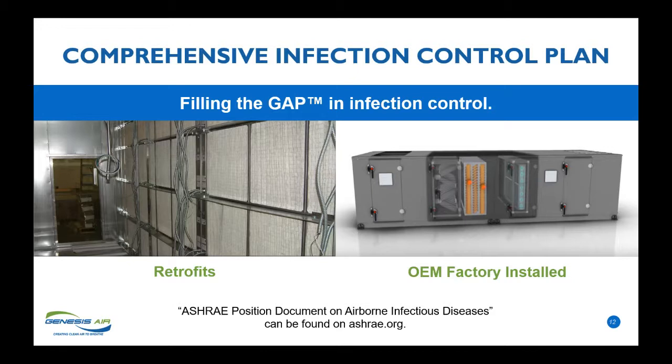What we're doing is helping to fill a gap. Where it says gap, that Genesis air process, that's what's happening in the panels. We're creating a free radical that destroys the RNA of something like a COVID-19 virus that is in the form of a droplet nuclei. On the right, you see a factory installed option. On the left, you see a retrofit. Let's go to the next slide.